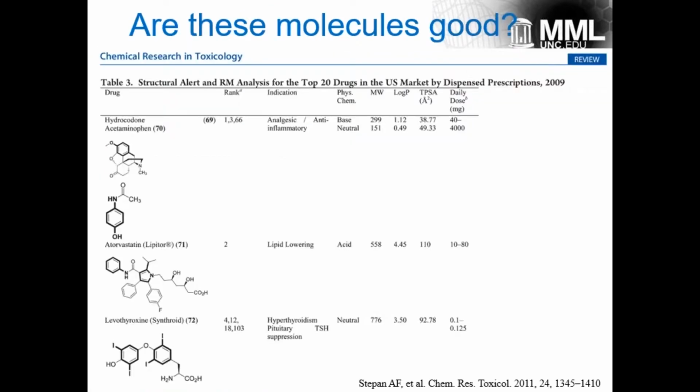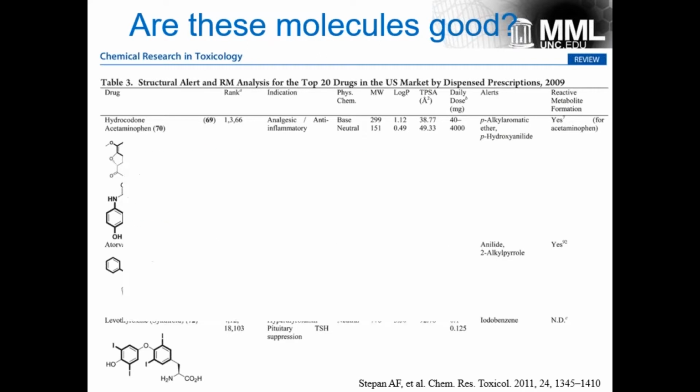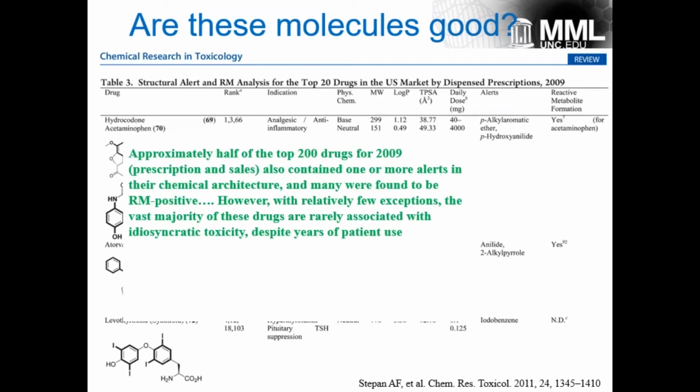Now, I'm asking you if these molecules are good molecules or bad molecules, and what they're drugs, widely popular, but nevertheless, all of them have chemical alerts of toxicity. And if you see an alert, you get scared and run away from those chemicals. So they should have never been developed as drugs, but they were. And we continue to use them and continue to live, despite all of these alerts. And so the study observed that approximately half of the top 200 drugs, top 200 by prescription sales, contain one or more alerts in their chemical architecture. And many were reactive metabolite positive. So just bad actors. Nevertheless, again, somehow humans and animals continue to live.